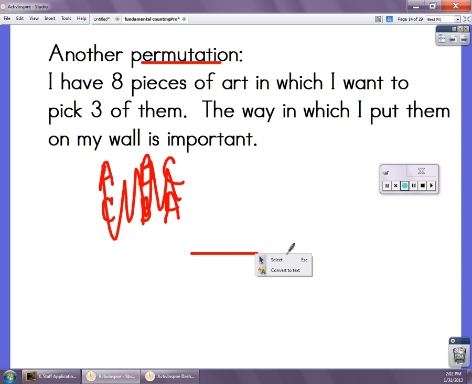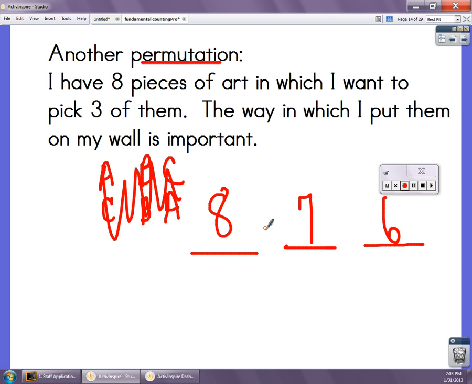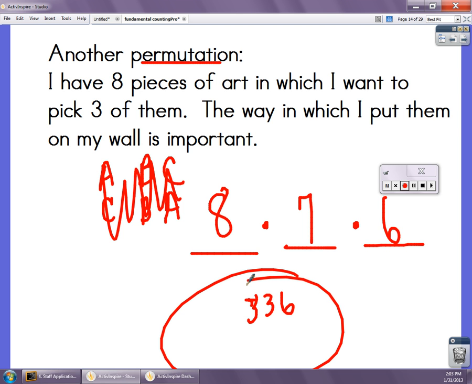So we know that we have 3 choices to make. When I go to pick amongst those 8 artworks, I have 8 choices. Now I put one on the wall. So for the second one, I'm going to have 7 choices. And for the third one, I'm now going to have 6 choices. To find how many total different ways there are, I'm just going to multiply those together. With 8 pieces of artwork, 8 times 7 times 6, there's actually 336 different ways that you can put that artwork on your wall.